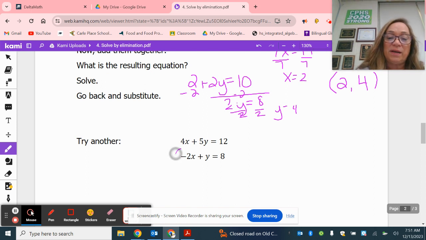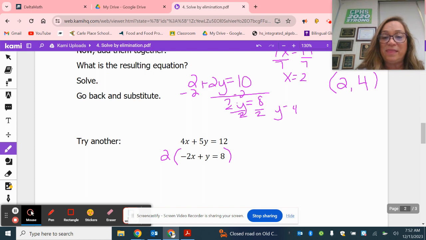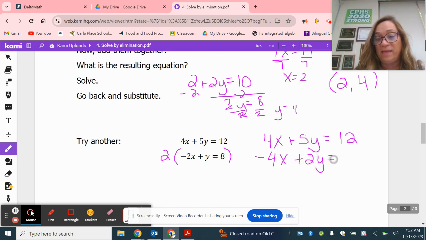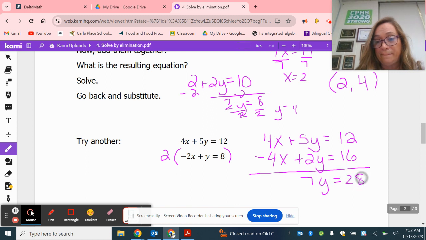So for this one, I'm going to multiply the bottom by 2 because I'm sticking with that 4x and focusing on that 4x. You could have chosen to focus on the 5y and multiplied the bottom by -5 so that the y's would cancel. It's really just a matter of what you see and what you want to do. There's no one way that's better than the other, but do be careful. You have to do the 2 times the 8. That is the most common mistake. So now I got 7y equals 28.